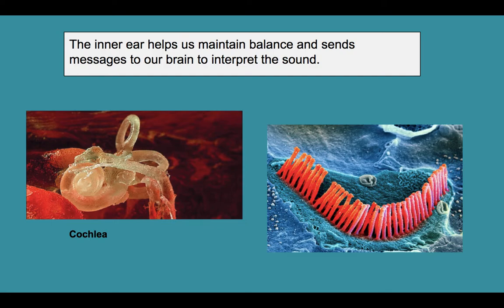Now, the inner ear consists of the cochlea. This is the cochlea here, spiraled like that. This is magnified thousands of times, but inside of the inner ear, you have a liquid and little hairs that line the whole inside. The liquid in there helps you maintain balance. If that liquid is moving around a lot and the hairs can't interpret what's going on, you'll feel dizzy or off balance.